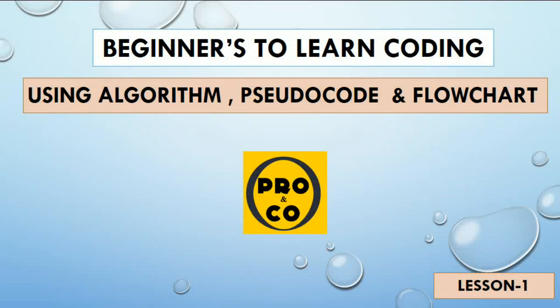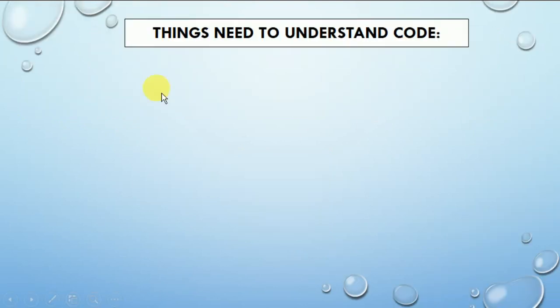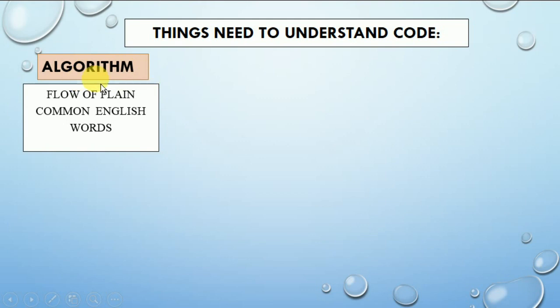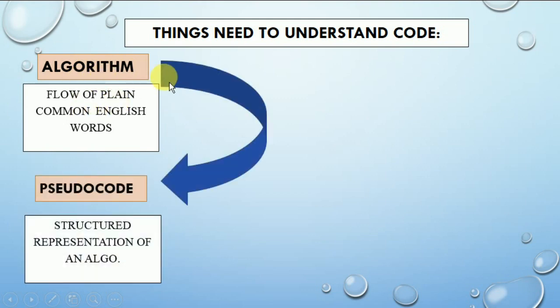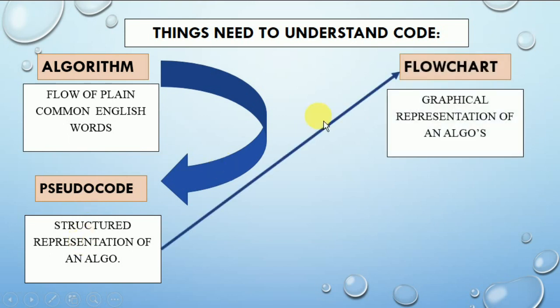In this video, for beginners to learn coding, we are going to understand the concept of algorithm, pseudocode and flowchart to write the code in any language. This is lesson 1. What is an algorithm? How do we convert that to a pseudocode, and then the pseudocode is converted to a flowchart.